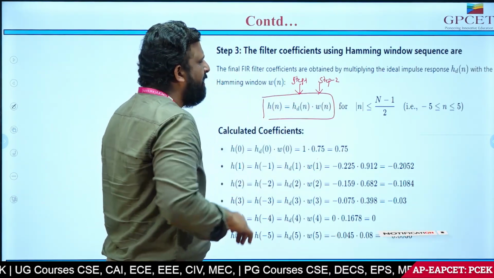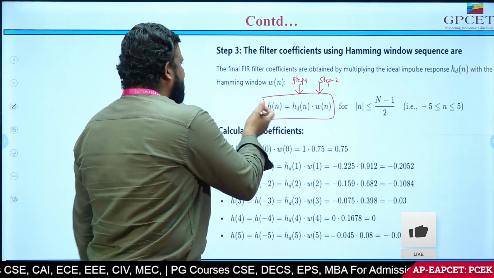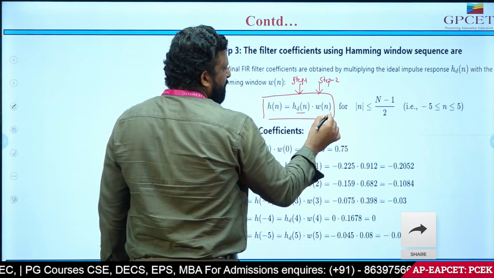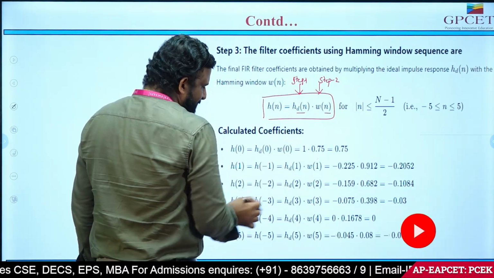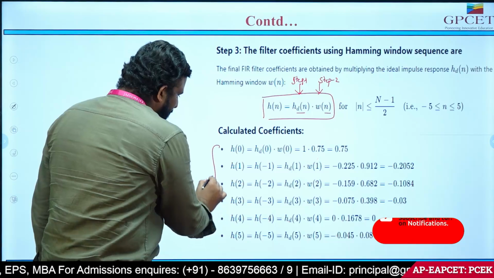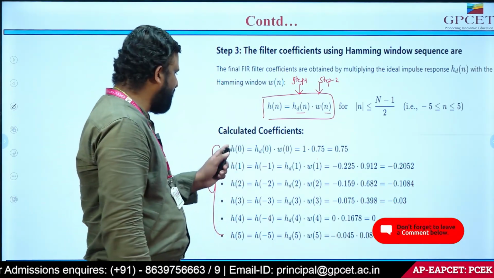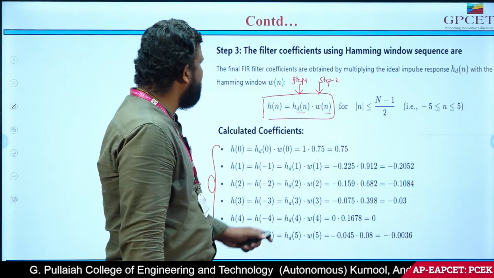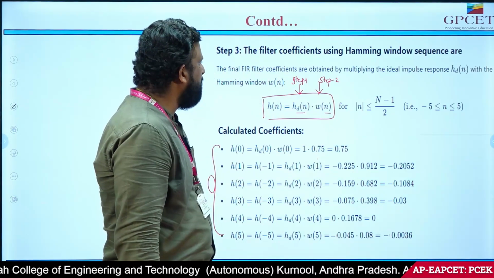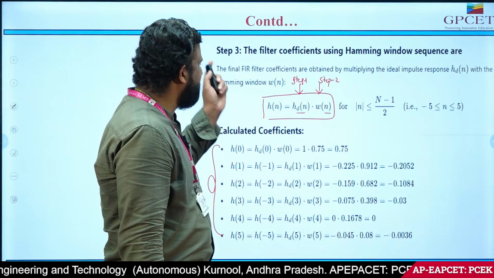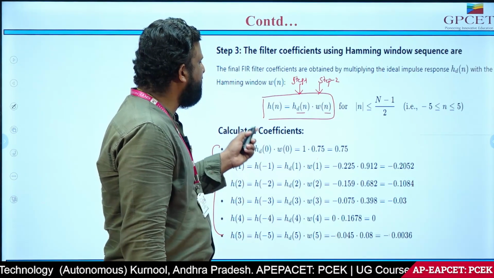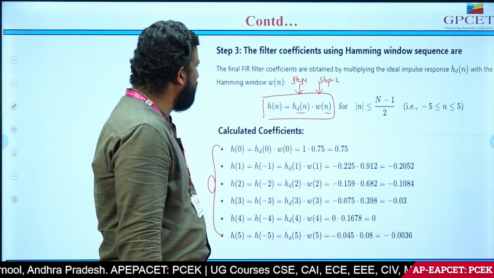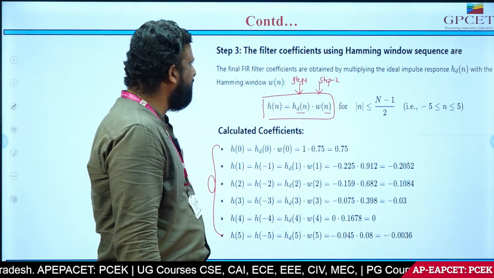Now we are multiplying the 2 coefficients, the desired impulse response coefficient hd of n and the Hamming window coefficient w of n. After multiplying, how many are we going to get overall? We are going to get all the FIR filter coefficients from h of 0 to h of 5. These are all the values we find in the third step. So in total we got 3 things: hd of n in the first step, w of n in the second step, and in the third step, by multiplying the first and second step values, we find the value of h of n, which is nothing but the FIR filter coefficients.